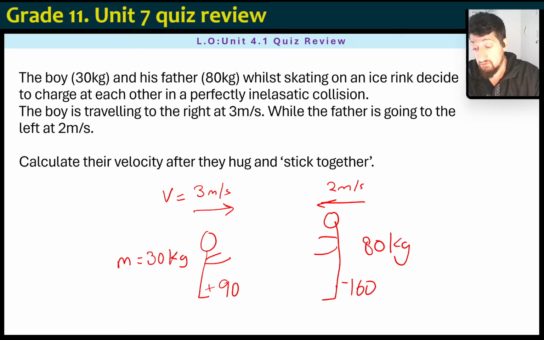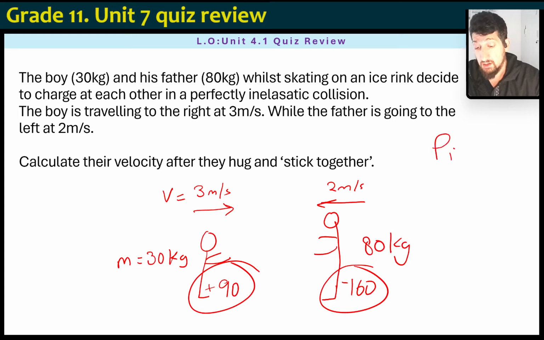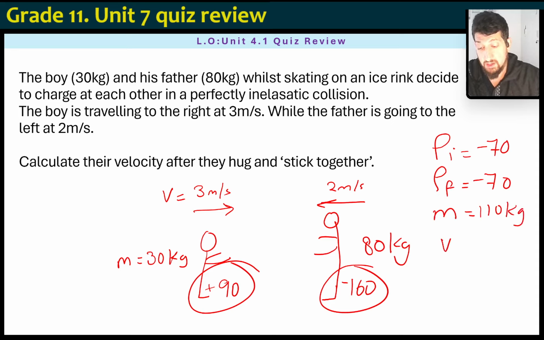So the total momentum before is going to be plus 90 plus negative 160. So you add these two together, which will give you negative 70. So the total momentum before, P initial, is equal to negative 70. Okay, which means P final is equal to negative 70. So now I have the momentum after, and I have the mass, which is equal to 110 kilograms, and I can work out the velocity after.